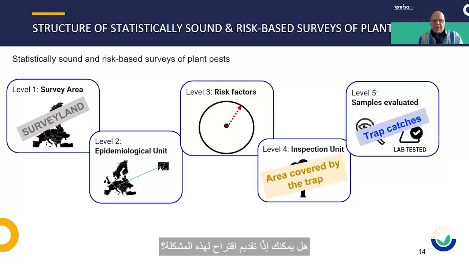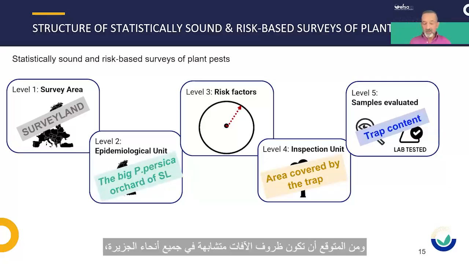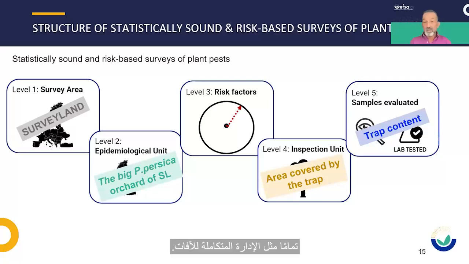So could you give a suggestion for this problem? I think that we should consider Surveyland as a large peach orchard. So the best epidemiological unit for this fly is a large peach orchard. Pest conditions are expected to be similar across the whole island, same as the management, which is IPM. So I think we should choose as the epidemiological unit the big peach orchard of Surveyland.